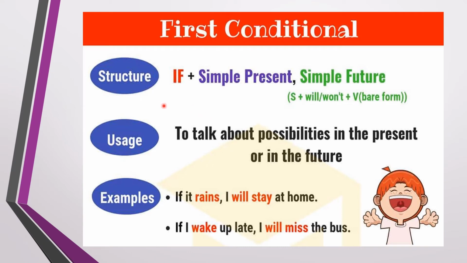Let us talk about the structure of the first conditional again. If plus present simple, comma, simple future. The form of the simple future is subject plus will or won't plus base verb. Usage: to talk about possibilities in the present or in the future.